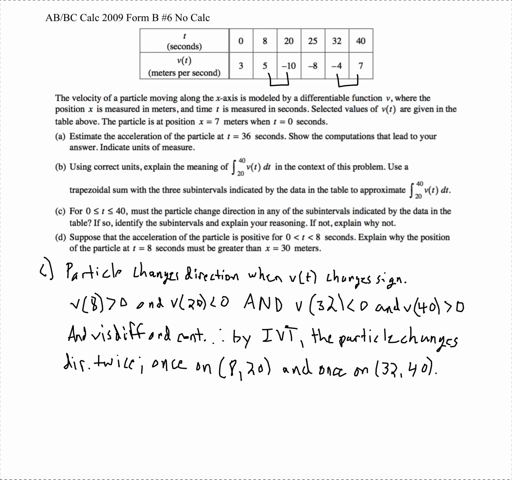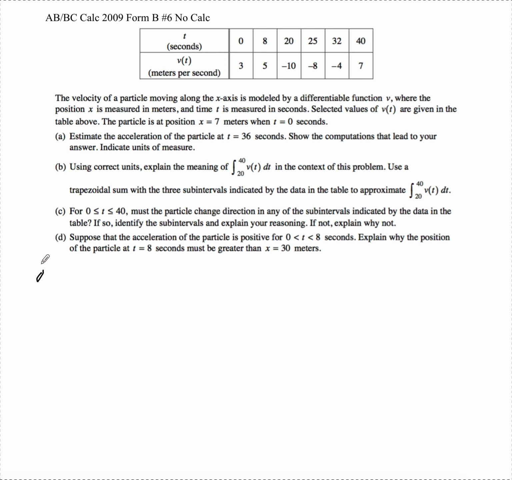Now, I really like question D. Suppose the acceleration of the particle is positive for 0 to 8. Just this interval right here. So we ignore all this other stuff. All right. If the acceleration of the particle is positive, so if a of t is positive, what do we know? Well, if a of t is positive, v of t is increasing. I'm just going to write myself notes. I've not even looked at the problem yet. But I do know that. If a of t is positive, v of t is increasing because a of t is the slope or the derivative of v of t.